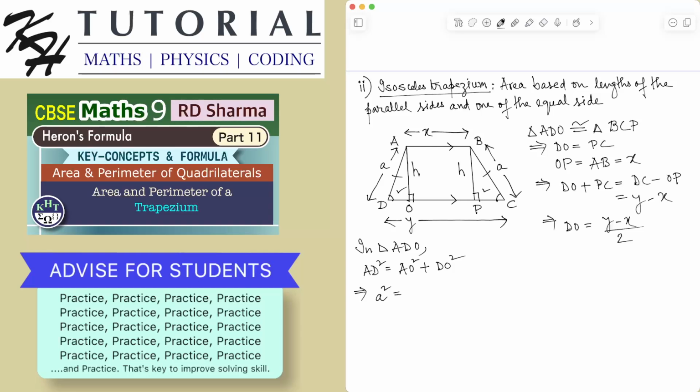AO is the altitude of the trapezium whose length is h square, plus DO. What is DO? DO is (Y minus X by 2) square. So this implies that h square is equal to a square minus (Y minus X) whole square by 4. This is equal to 4a square minus (Y minus X) whole square.